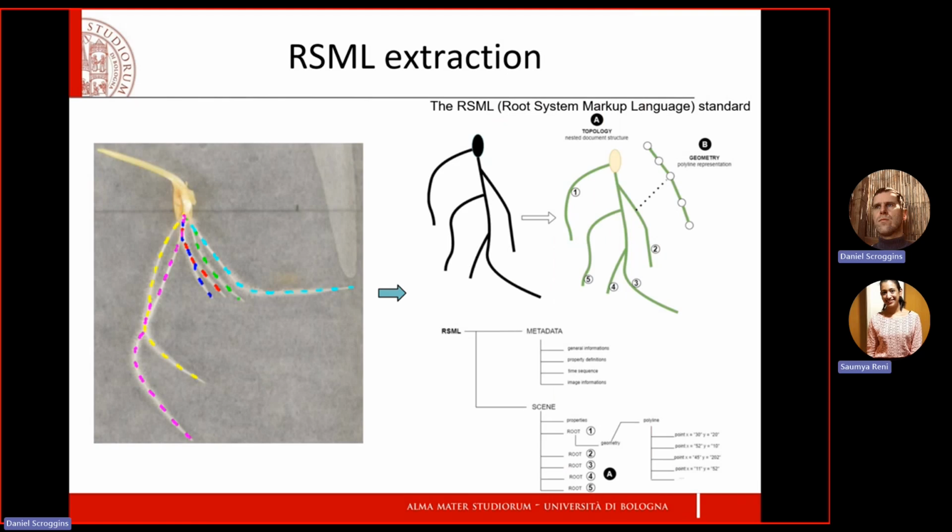The final step of the method concerns saving the result into the RSML format. This format is based on XML and is used to facilitate the saving and sharing of root data, as well as interoperability between different analysis programs. So there exist several programs that use RSML to extract some information about the roots.